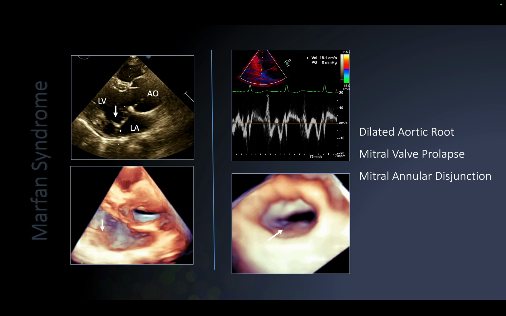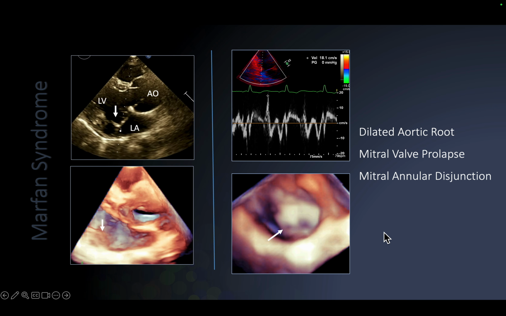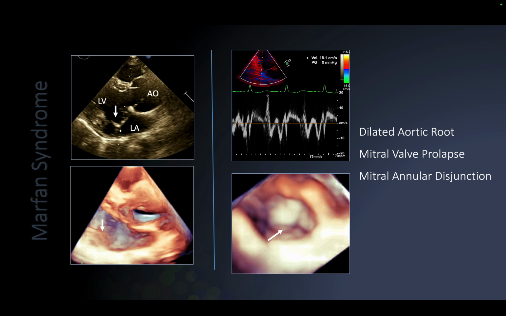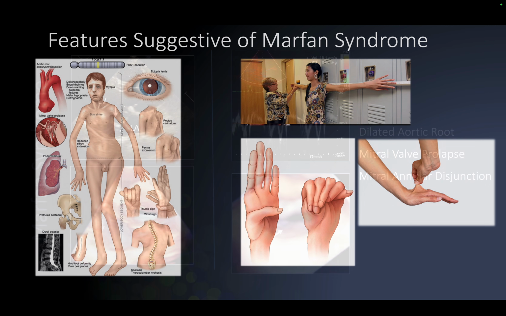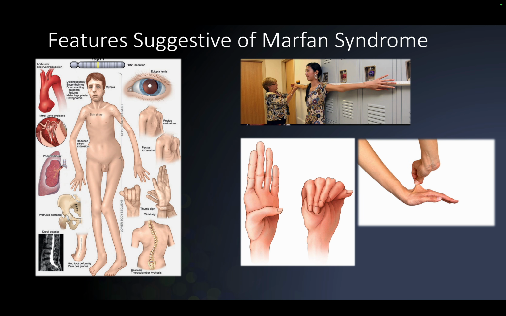This is the Pickelhaube sign, when you have an S wave which is very prominent, and then you have both AML and PML, A2 and P2, prolapsing into the left ventricle and left atrium during systole, and that's 3D echo. Then there are features.